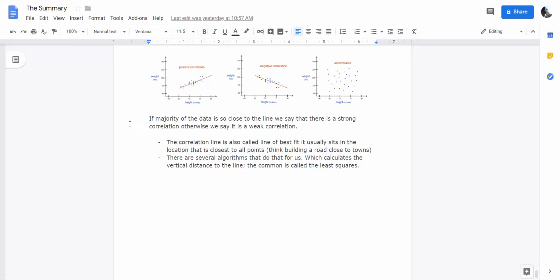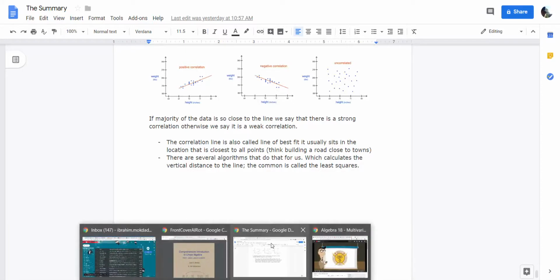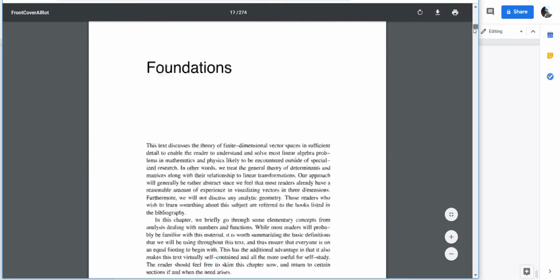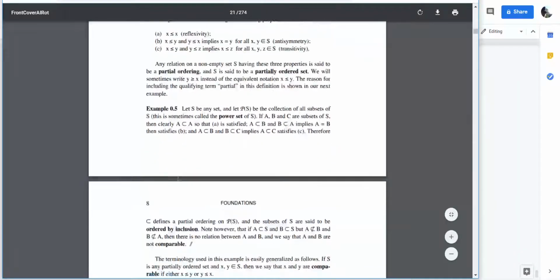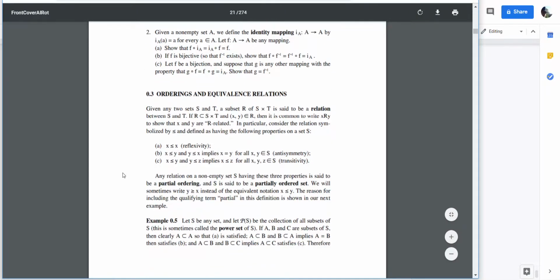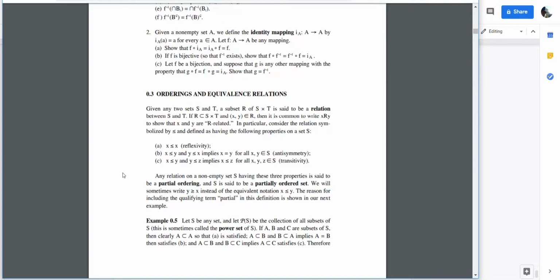So that's the binary relation, and let's really quickly take a look at the topic. Mappings we've done, so there are the ordering and equivalence relations. So we've done the equivalence relation, and so we know that antisymmetric is a property of a binary relation, right? Of an ordered binary relation.